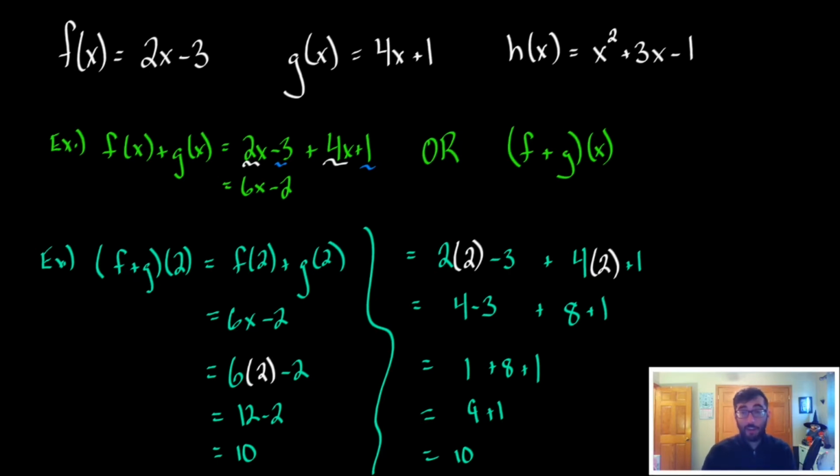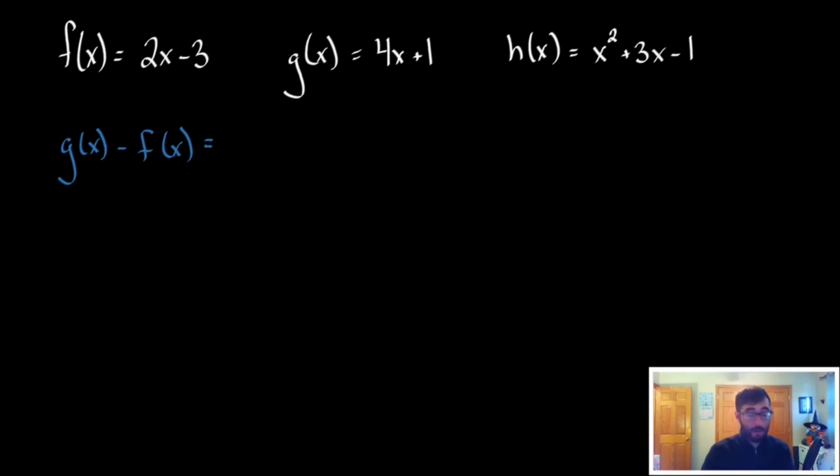Now let's take a look at subtraction. For example, let's say I wanted to find g of x minus f of x. Well, I would pretty much do the exact same thing. I would now substitute in my g function, which is 4x plus 1, for g, minus now my f of x function, 2x minus 3 for f of x. The only thing that you got to be really careful of here is that we are subtracting an entire function.